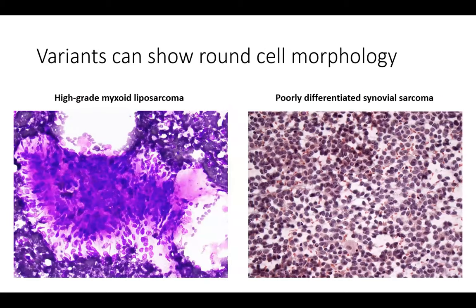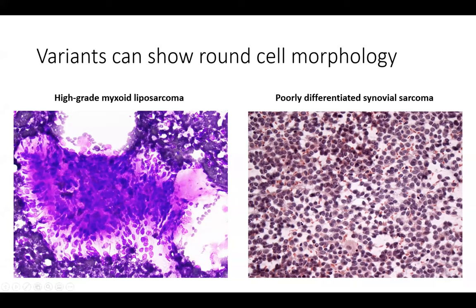And I'll just lastly point out that some variants can show round cell morphology. So high-grade myxoid liposarcoma can show a predominance and hypercellularity of rounded cells that can obscure the myxoid stroma and the vessels. Again, these can be recognized by FUS FISH or DDIT3 immunohistochemistry.